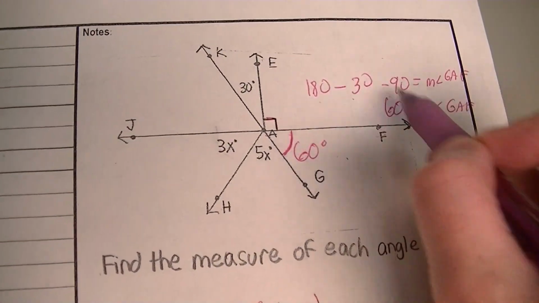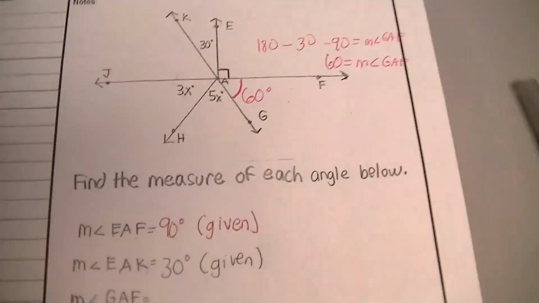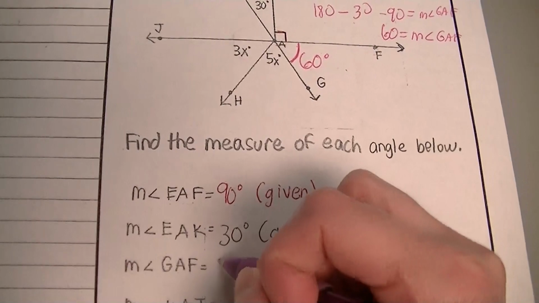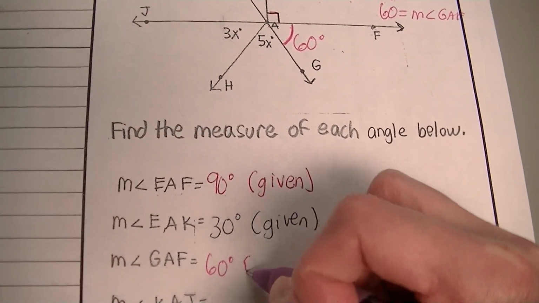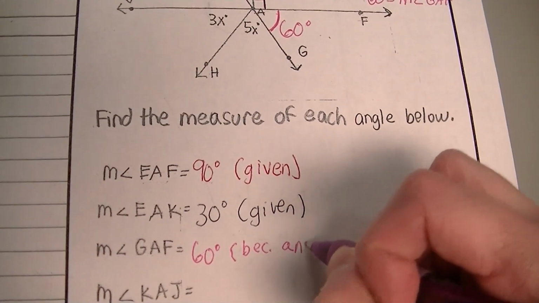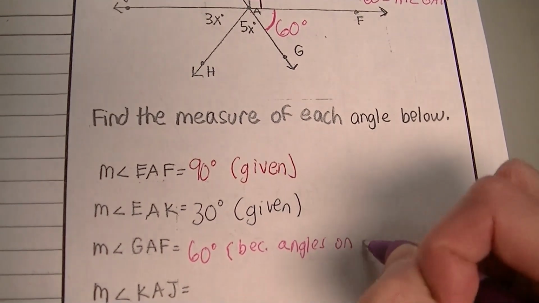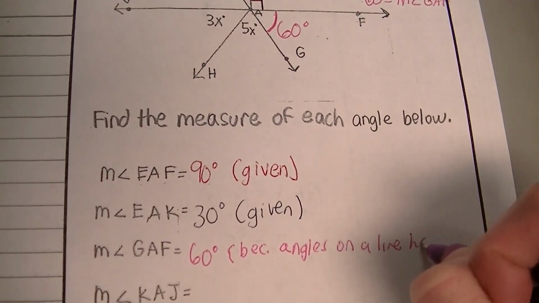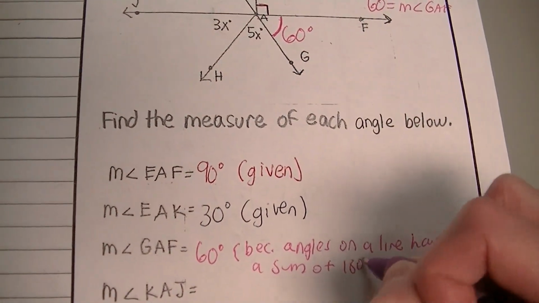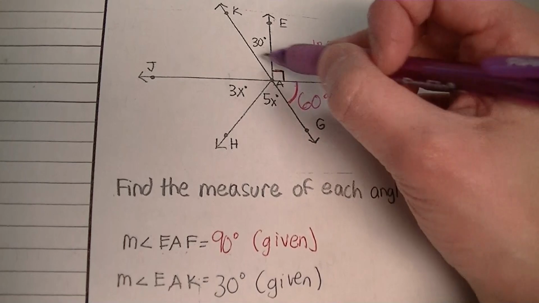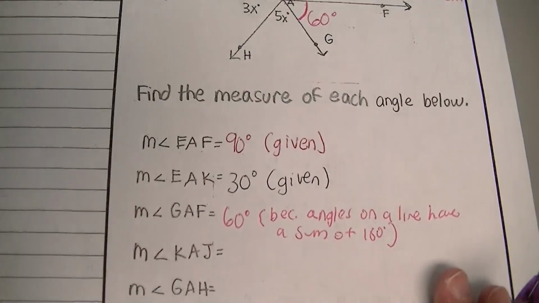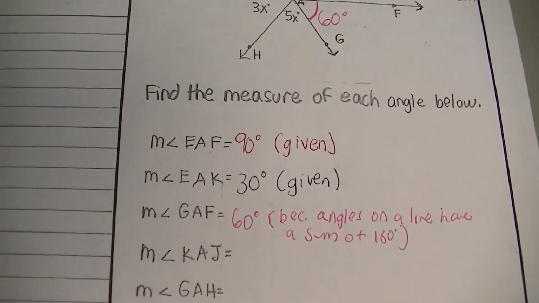So you see how pink and it matches up there, this one? I'm trying to color code it so that you can follow my work easily. So GAF was, what, 60 degrees? And you know why? Because this is just an informal proof. Angles on a line have a sum of 180 degrees. And it's obviously an angle on a line with those other two. Collectively, they're angles on a line. Okay? Next one is KAJ.